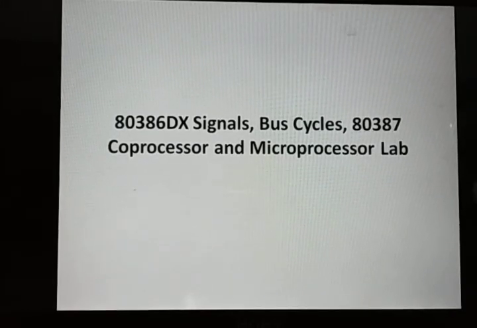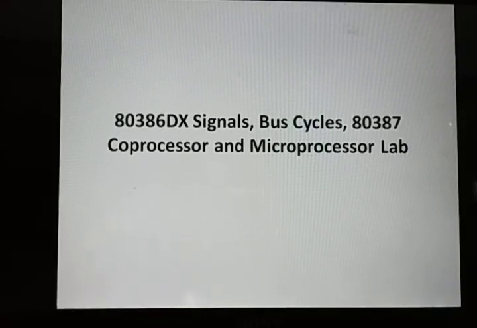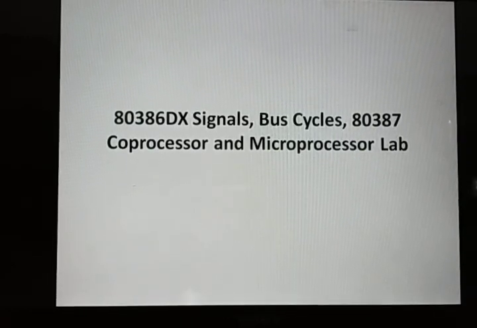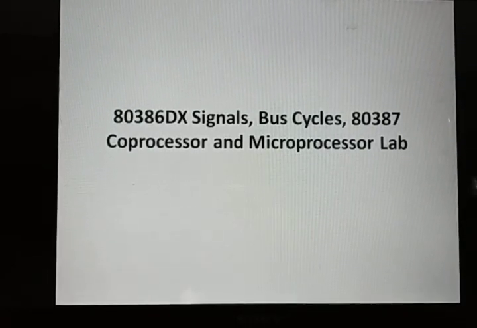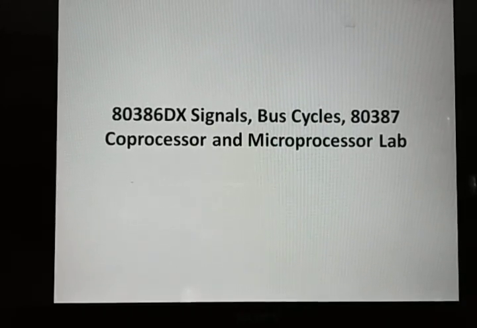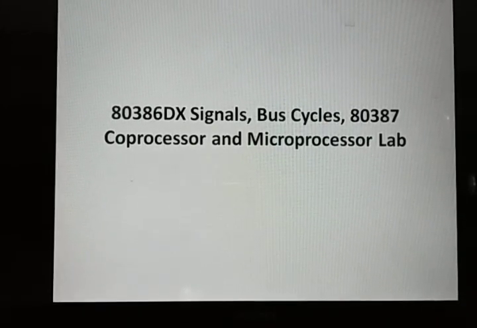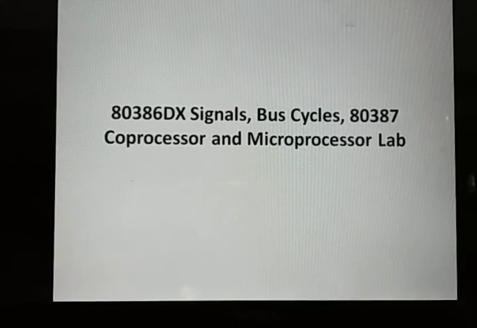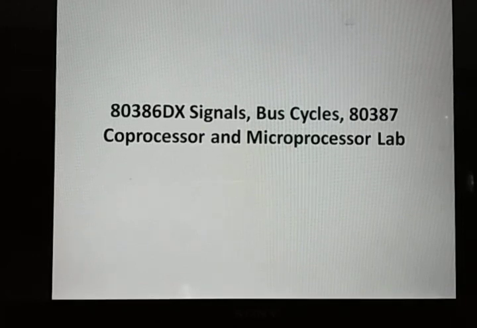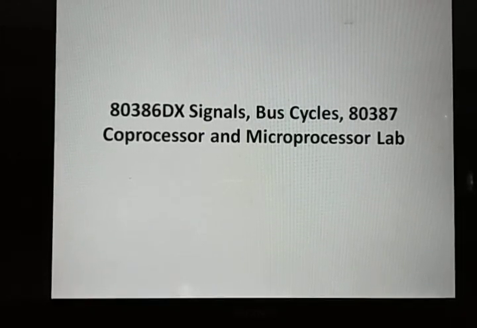Hello everyone. In this lecture, we will discuss 80386 DX signals, bus cycles, 80387 coprocessor and microprocessor lab programming. So, we will start from the 80386 DX signal. That topic we have discussed also in the first unit, the pin diagram of 80386.